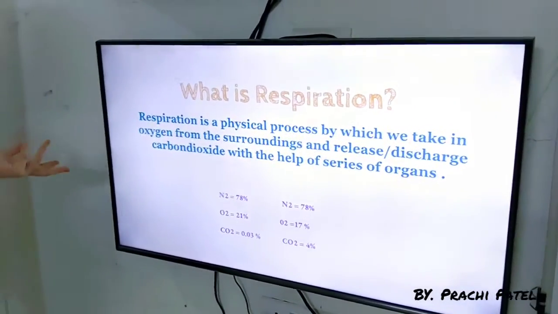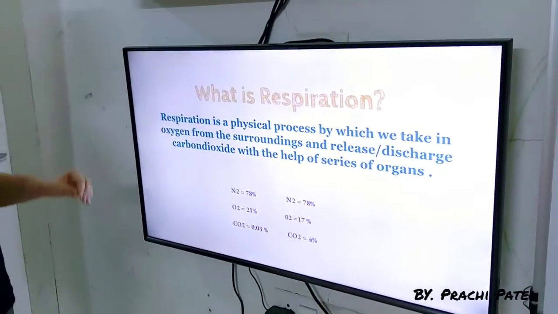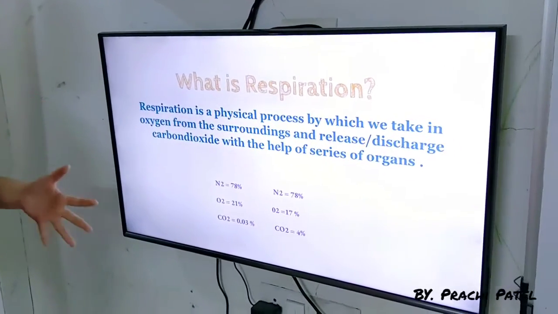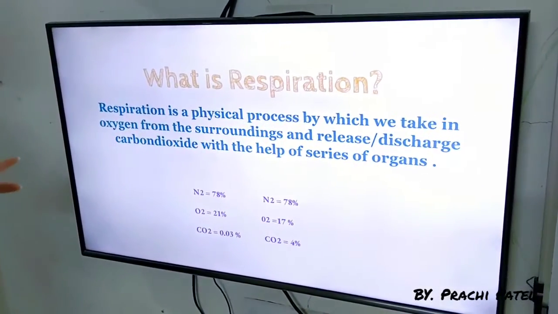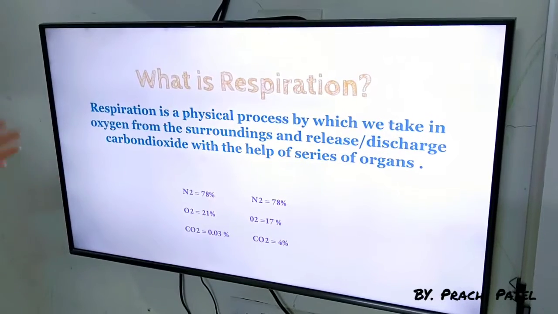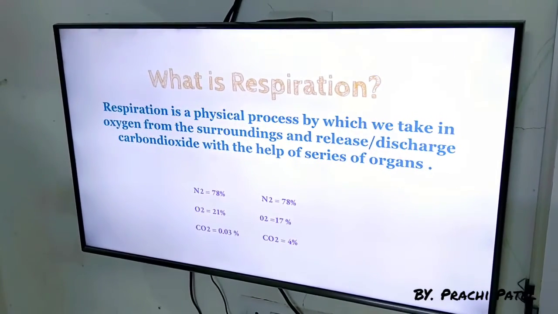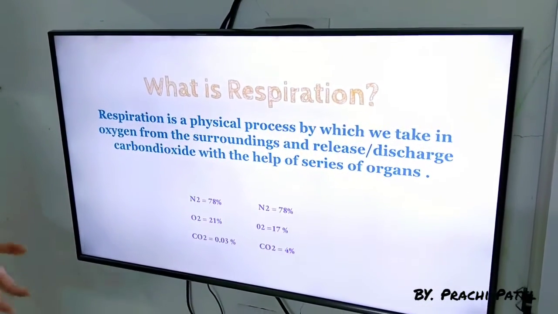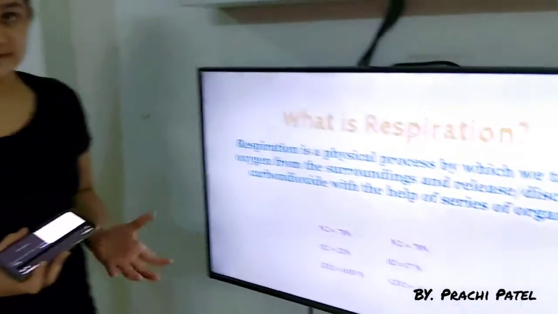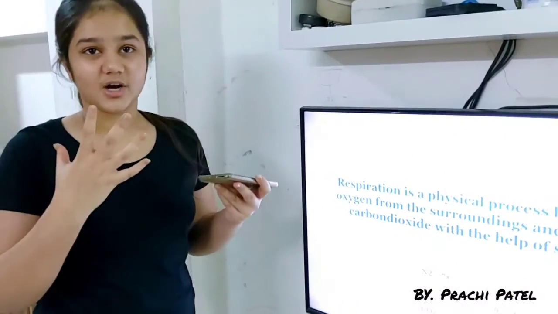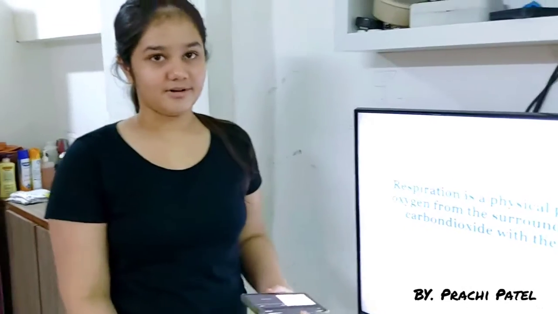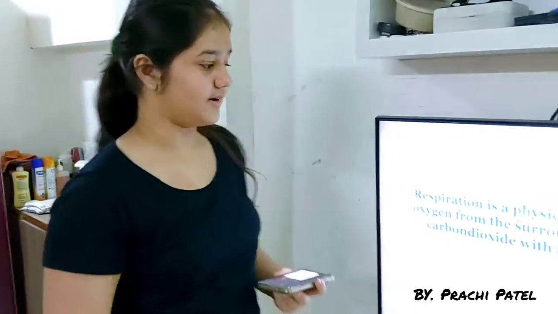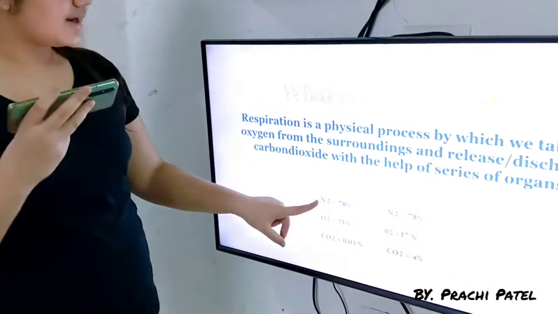What is the respiratory system? The respiratory system is a physical process by which we take oxygen from the surroundings and release or discharge carbon dioxide with the help of a series of organs. This means that in the respiratory system, we take in oxygen and give back carbon dioxide. This word is respiratory.